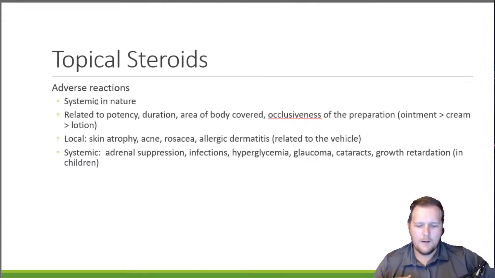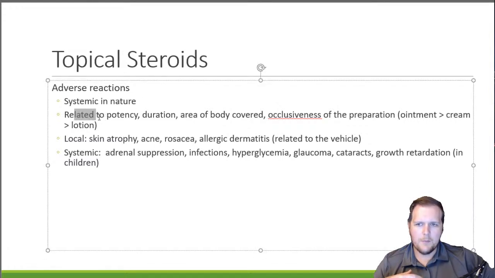In general, adverse effects of topical steroids tend to be systemic in nature. The more systemic absorption you get, the more side effects you're going to see. As I mentioned, it's related to the potency, related to duration, how long you're using it for. The longer, the more likely you are to see the systemic effects. The area of the body covered, how big an area. And then the occlusiveness of the preparation too, right? An ointment is going to be more occlusive than a cream, which is more occlusive than a lotion. The higher the fat content, the higher the oil content of that product, the more occlusive it's going to be, right? And the more occlusive it is, sticking around longer, the more likely you are to see systemic absorption, right?